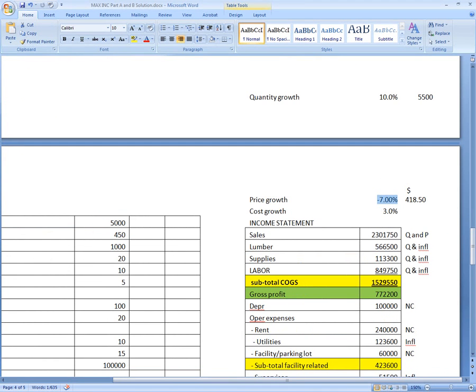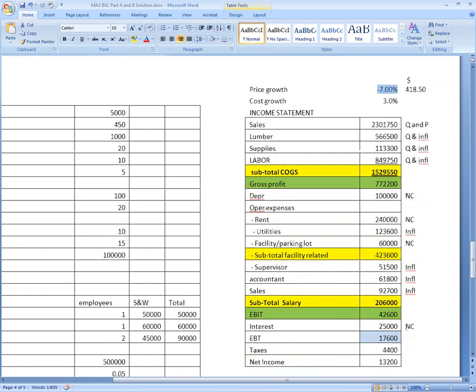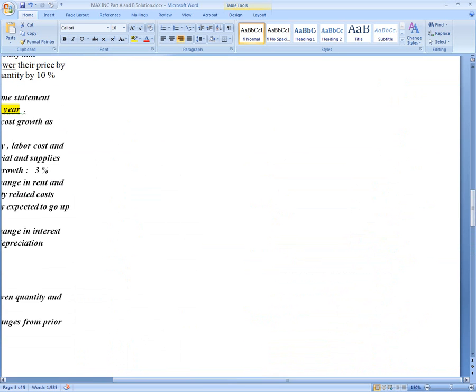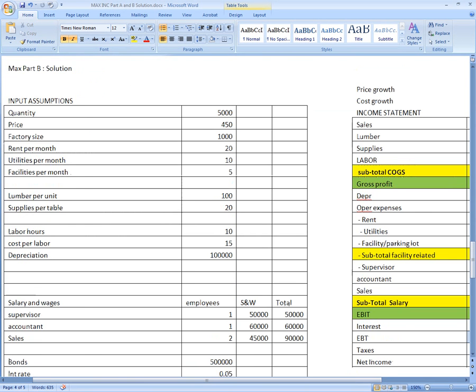So the exercise that we are trying to make you do is to understand break even, and also understand forecasting. So this exercise was really designed to teach you that. So again, part 2, assumptions were that we are going to forecast for next year, which is right next year, salary of people, accounting, so on, all labor costs, supply should grow at 3%, no change in rent and facility related costs, utility costs at 3%, no change in depreciation. We went through it and did the forecast.